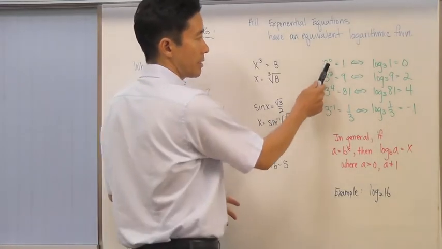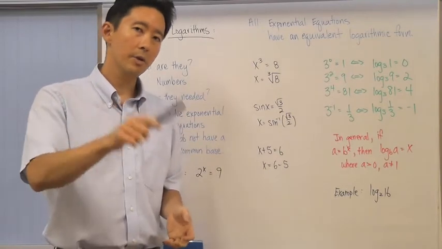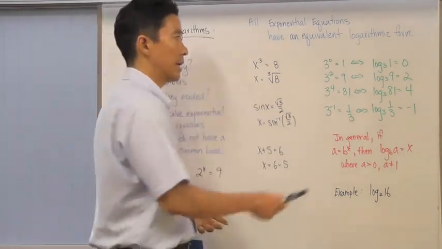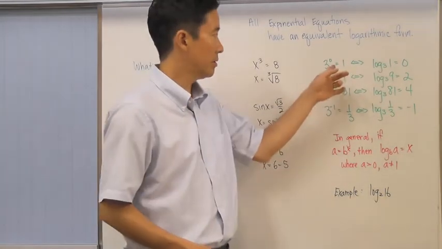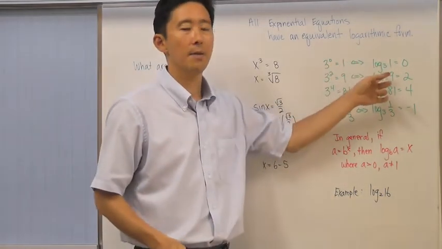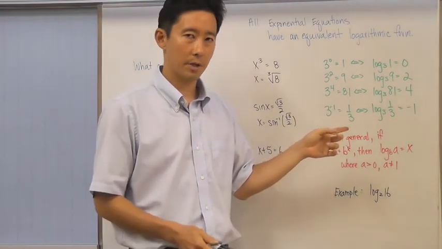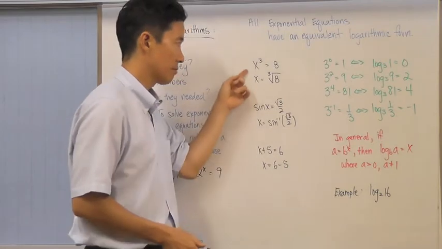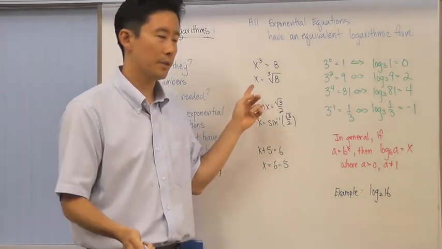Everybody agrees that 3 to the 0 is equal to 1. The equivalent logarithmic form of that is log base 3 of 1 is equal to 0. These two are exactly the same. They mean exactly the same. It's just that the way that they're written is different. It's just like these two. They're exactly the same. It's just that the way that they're written is different.